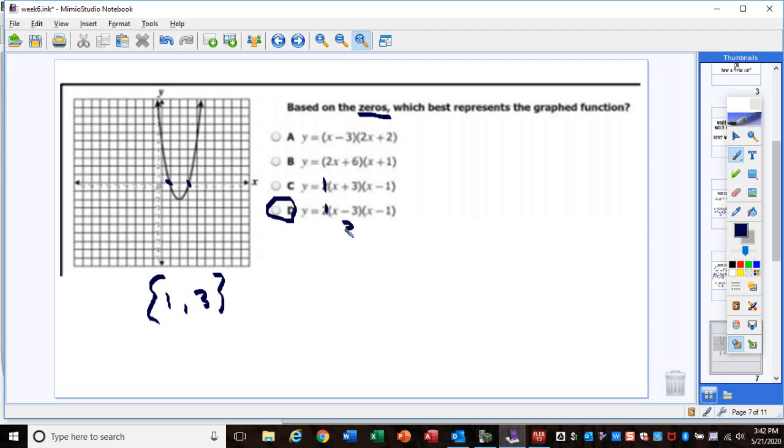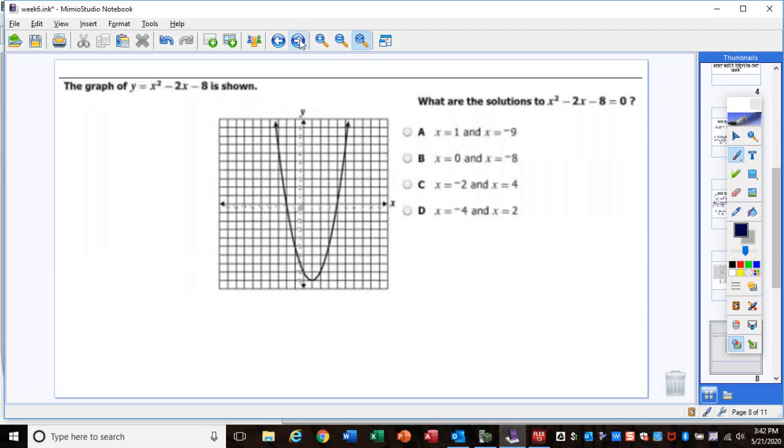See, that would be 3, +3, and 1. Remember, we're solving. This is equal to 0. So take the opposite signs. So 1 and 3. Okay, next one.